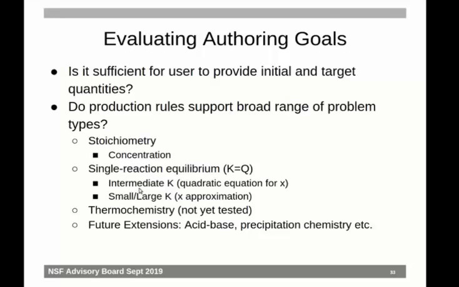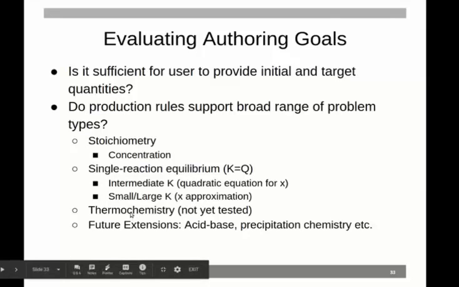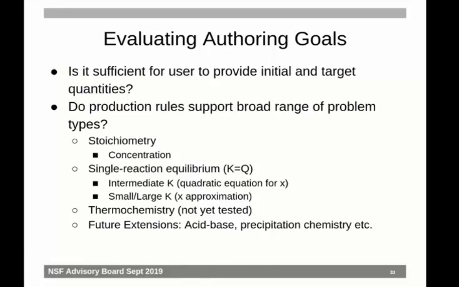For equilibrium, we're currently just doing single reaction equilibrium, but it allows intermediate K, so you need to solve the quadratic, or make approximations that X is small because K is large or small. Thermochemistry, we have the rules, but we haven't tested them yet. And we'd like to extend this to acid, base, and precipitation chemistry. I think we'll cover a pretty broad swath of the types of problems in introductory chemistry, including especially the problems that students most struggle with.